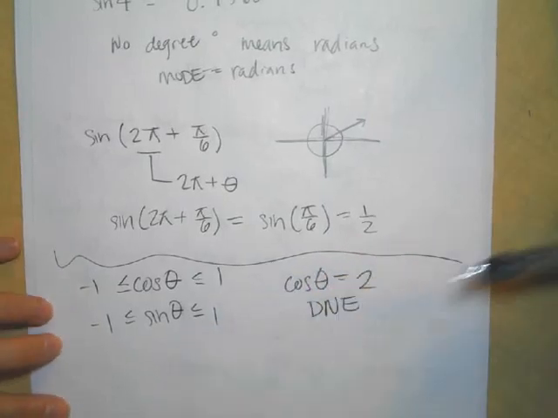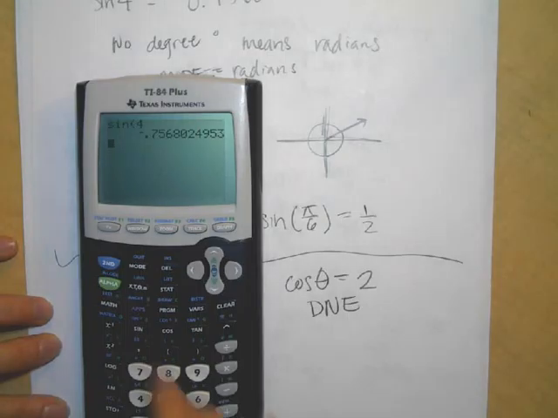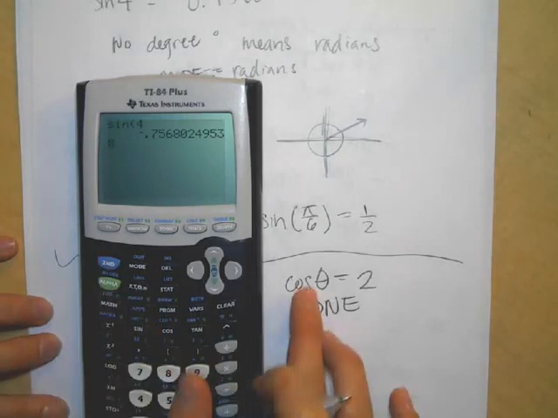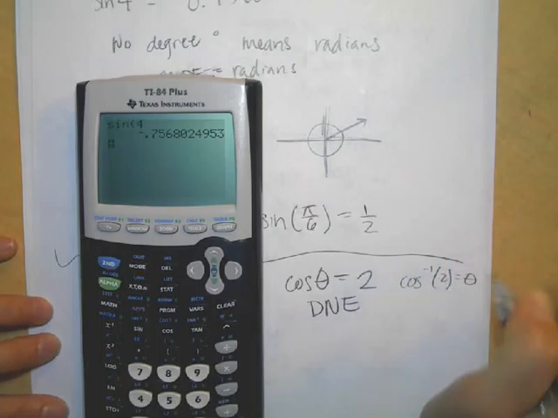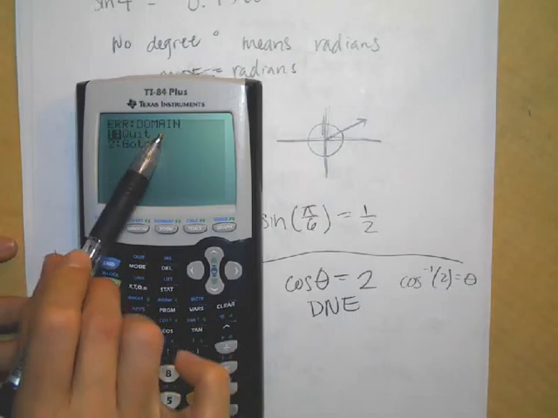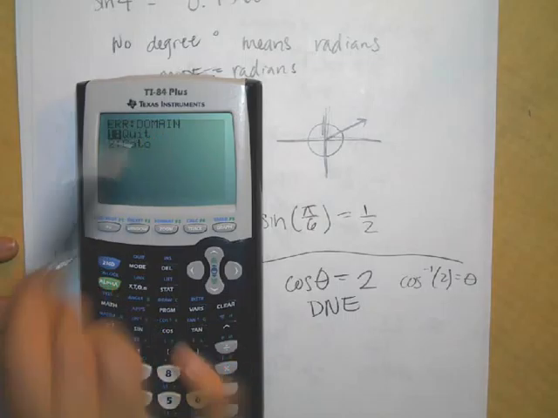If you put it in your calculator, we said second, because when we're trying to find an angle, right? So we'd say inverse cosine of 2 would give us an angle. So inverse cosine of 2, it says domain error. You can't do that, it means. Okay?